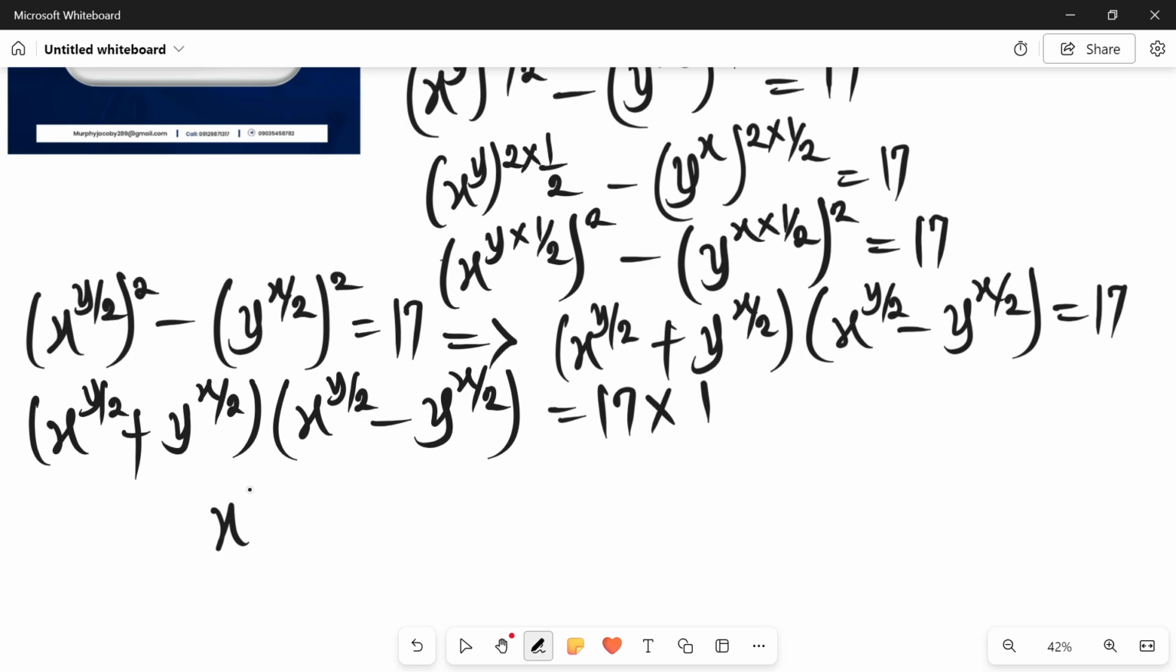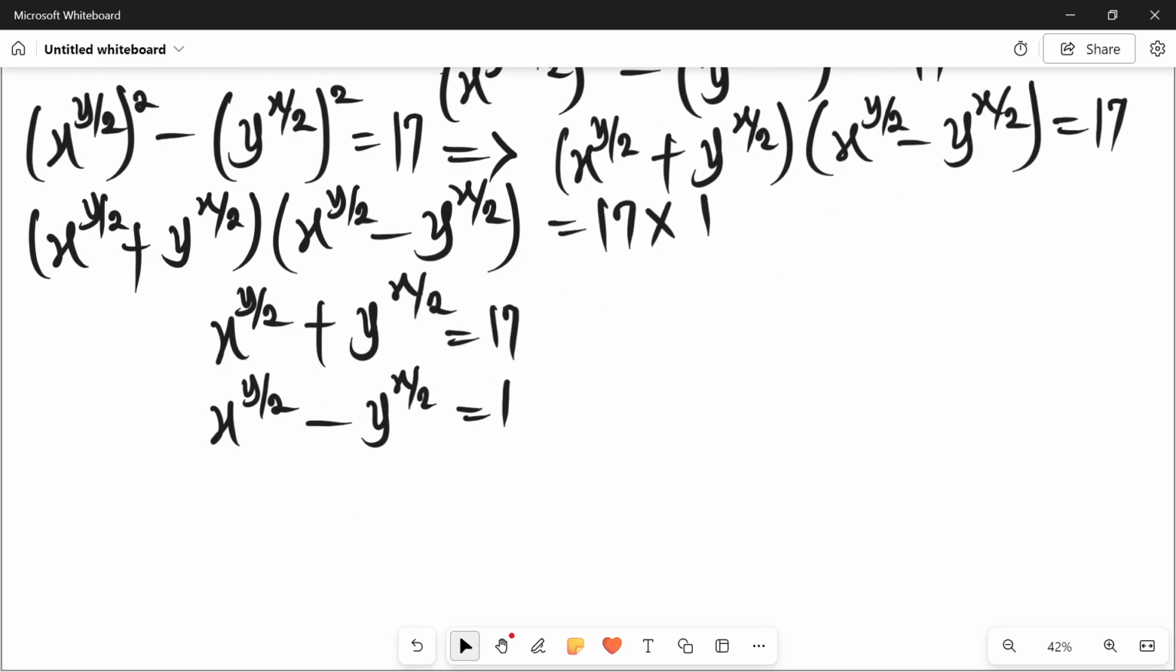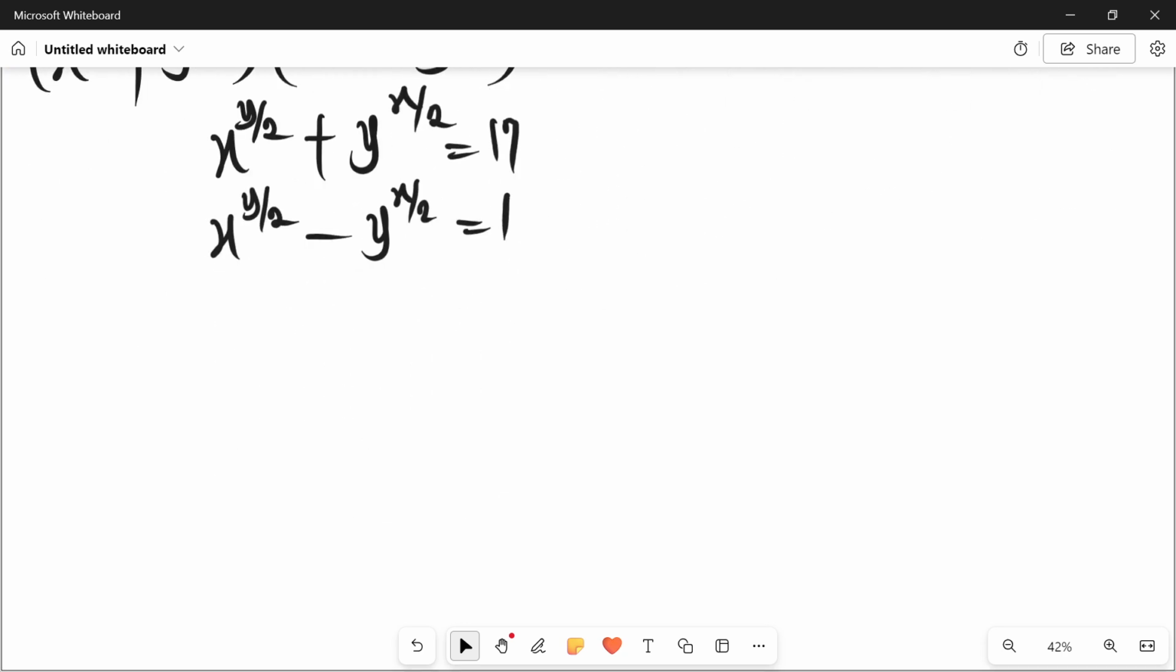So let's start by comparing the both. If you compare this, you are going to have x to the power of y over 2 plus y to the power of x over 2 equals to 17. That's the first equation. And then you can have x to the power of y over 2 minus y to the power of x over 2 equals to 1. And that's equation 2. Now, here we are having something called a simultaneous equation.